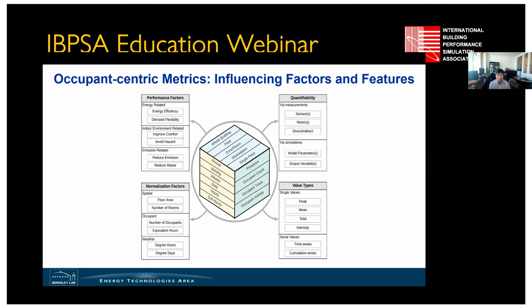For example, for the performance factors, we care about energy-related, IEQ, and the associated GHG emissions. And sometimes we need to compare across spaces, across buildings, and across climates. So we also need to consider the normalization factors, like occupancy, level, and climate, and how we quantify these. Later I'll talk about how some measurement or building performance simulation gives us the way to calculate those occupant-centric KPIs.